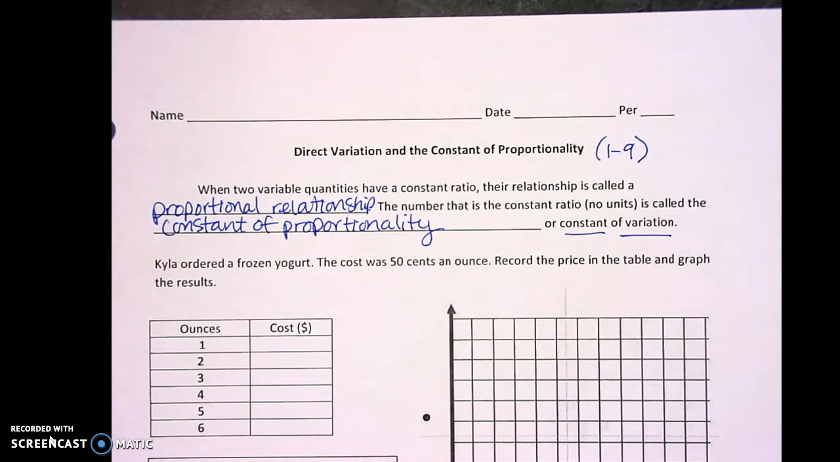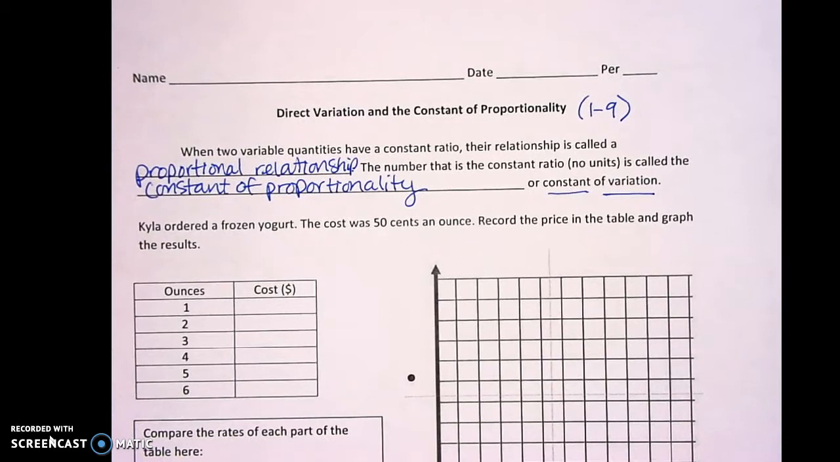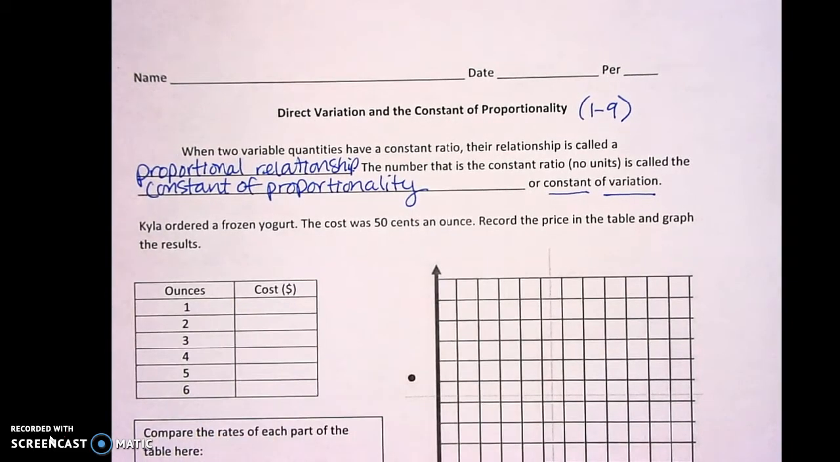Let's see what we're going to do with these tables and graphs. We're going to go get some frozen yogurt. Kyla ordered a frozen yogurt. The cost was 50 cents an ounce. Record the price in the table and graph the results.